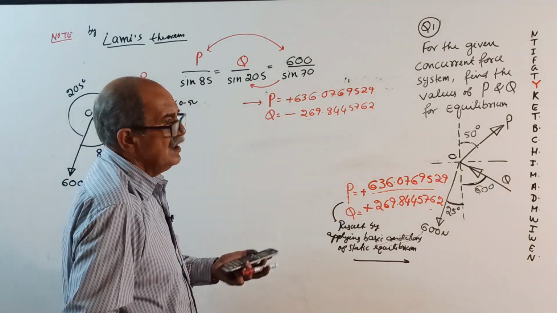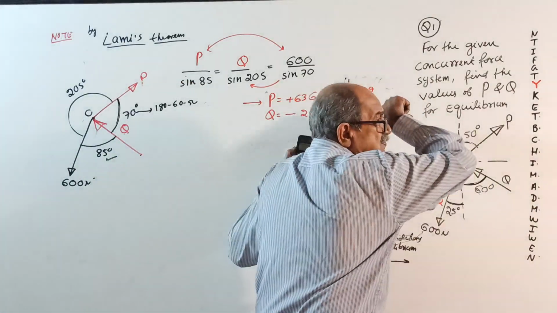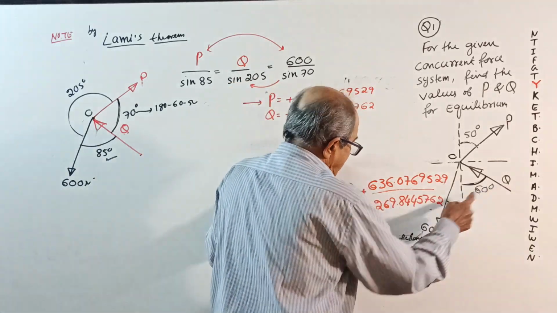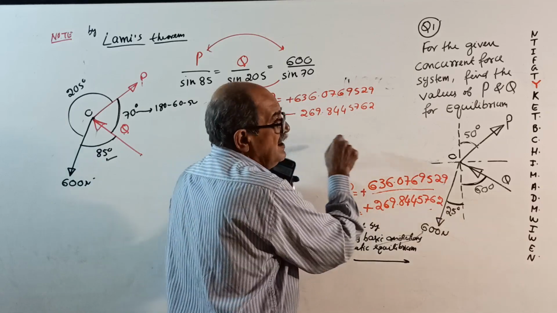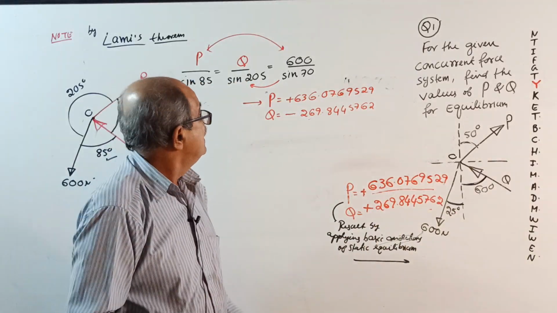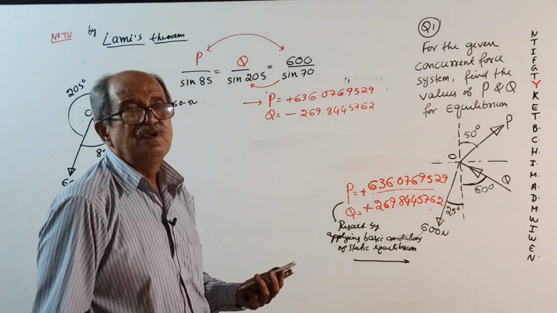Minus here, plus here. Minus means Q is not this way, Q is this way, opposite. Equilibrium will tell you Q is correct. See, plus came, direction is correct. But Lami's theorem will tell direction is wrong. It is something amazing, impossible. But it happened in my class.